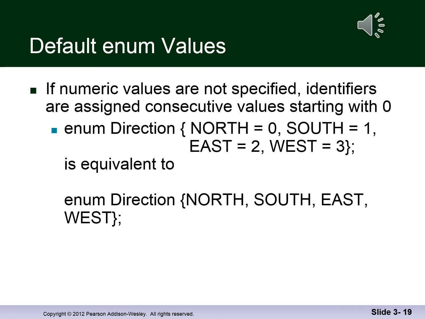When you first declare enums, if numeric values are not specified or initialized, identifiers are assigned consecutive values starting with 0. So here's an example. Enum direction, north equals 0, south equals 1, east equals 2, west equals 3. That is equivalent to that same declaration without the initialization, because by default the first numeric value is 0, 1, 2, 3, etc.